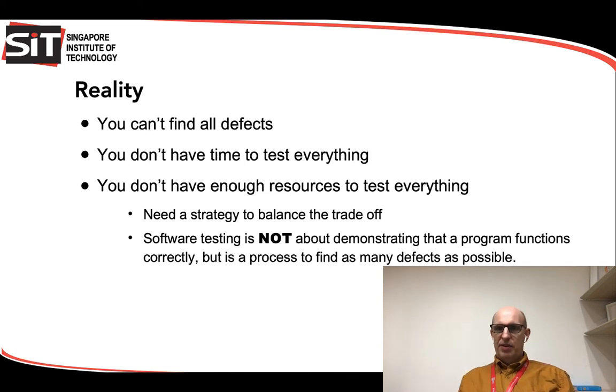Unfortunately, in the real world, we can't find every defect in a system. We want to try and find as many as we can. We also don't have time to test everything. We don't have enough resources, because it would take an infinite amount of time and an infinite amount of resource to test everything. So we need a strategy to test just enough that we're confident we've got as many bugs as possible, but not skimping so much that we overlook important bugs like in the Therac-25.